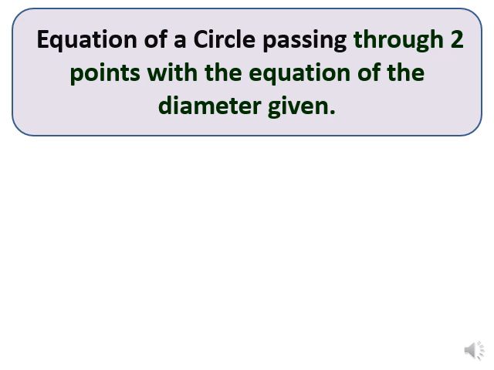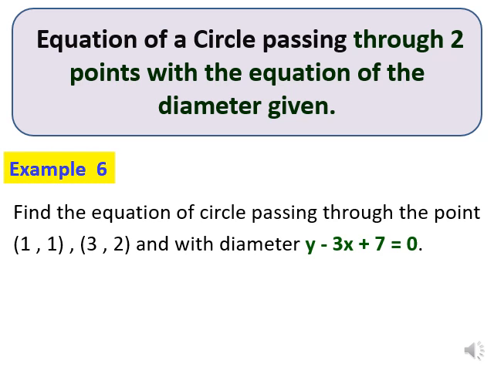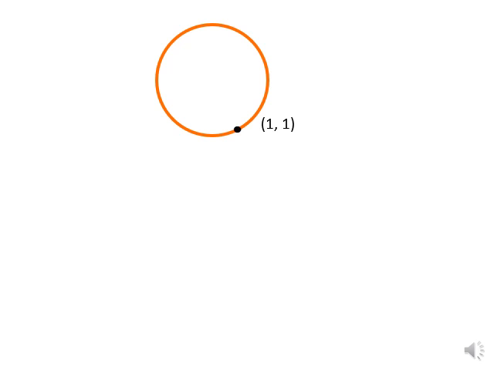Equation of a circle passing through two points with the equation of the diameter given. So example 6 here, we have the question: find the equation of a circle passing through the points (1, 1), (3, 2) and with diameter y minus 3x plus 7 equals 0. Okay, let's say this is a circle and then we have points (1, 1) and (3, 2) here and this is a diameter that passes through the center (h, k).